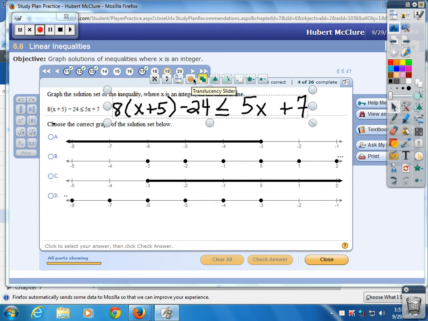Lucency slider. I don't know what that is. Fruit.